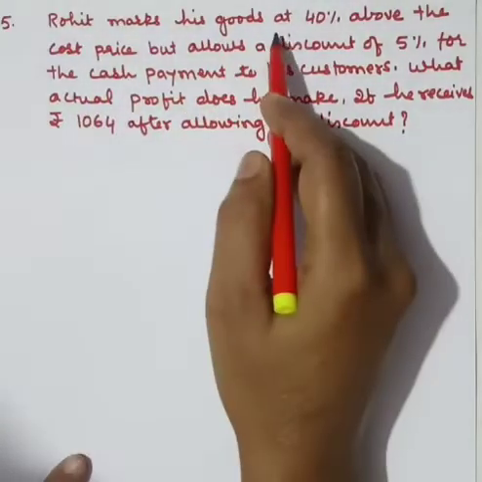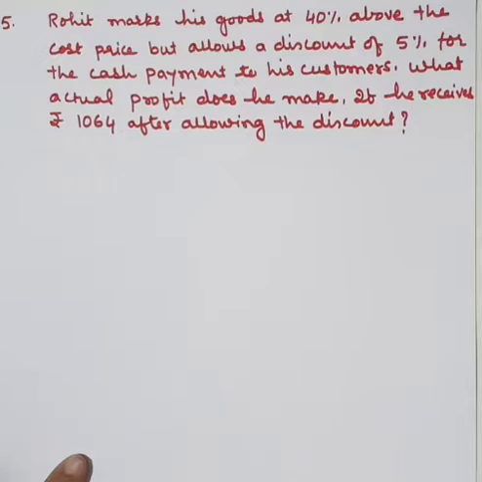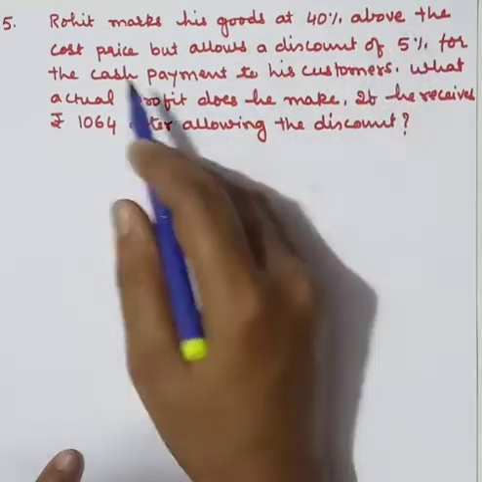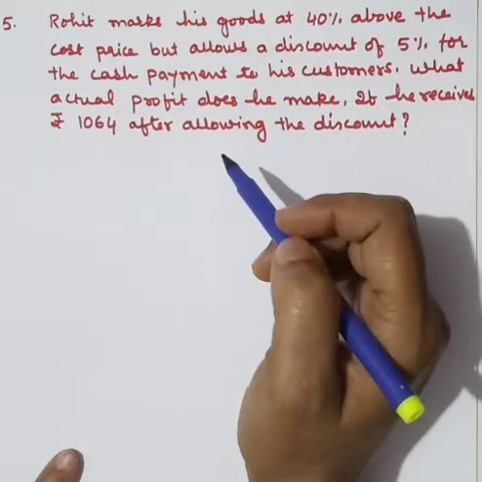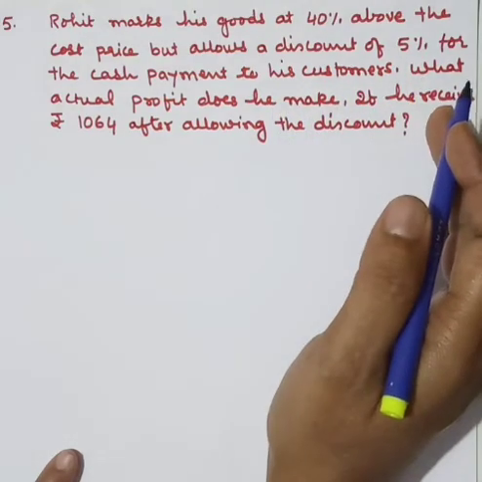Rohit marks his goods at 40% above the cost price and allows a discount of 5% for the cash payment to his customers. What actual profit does he make if he receives rupees 1064 after allowing a discount? Now see here, Rohit marks his goods at 40% above cost price. Suppose cost price is 100, he is marking his goods at 140.